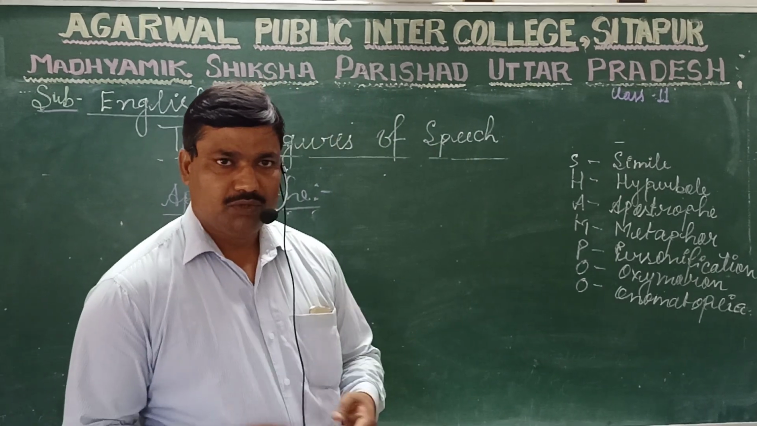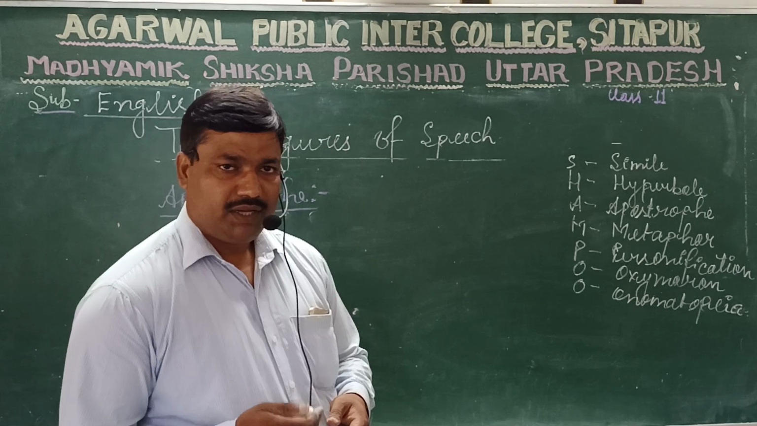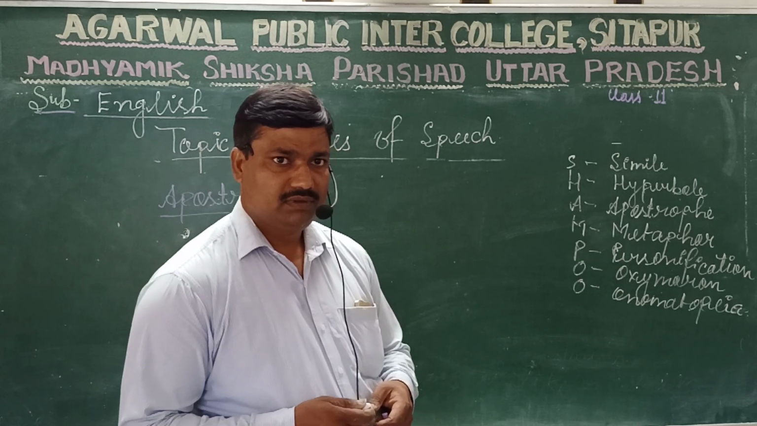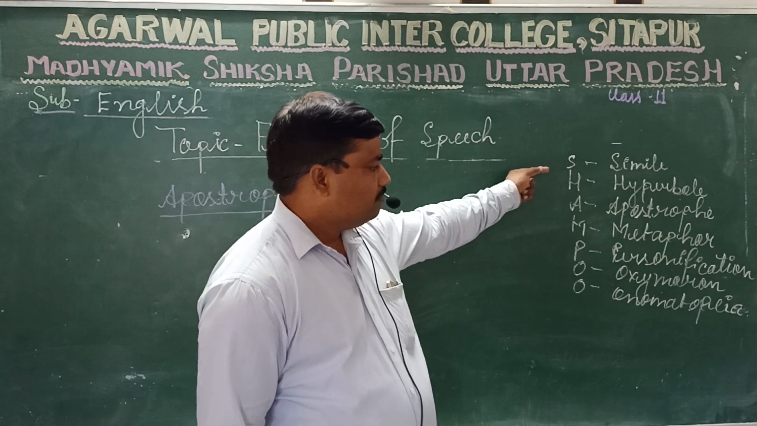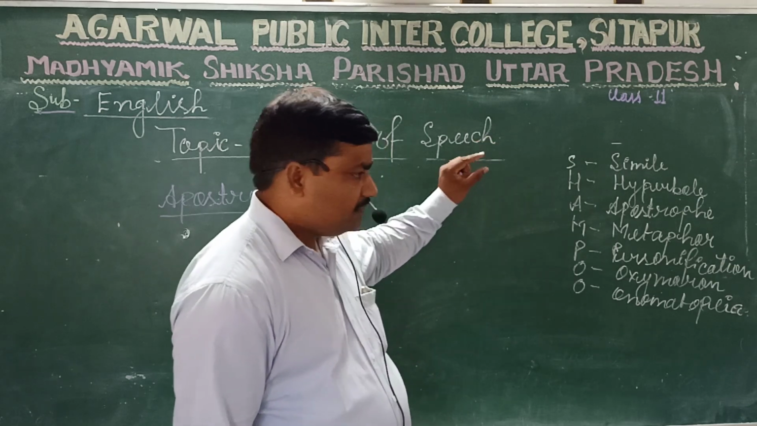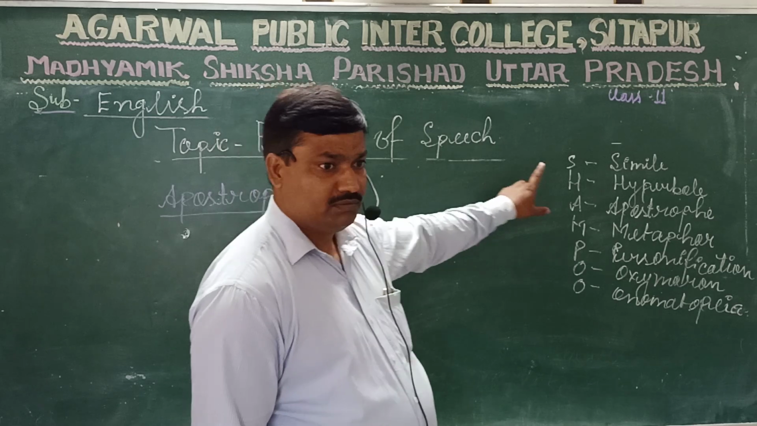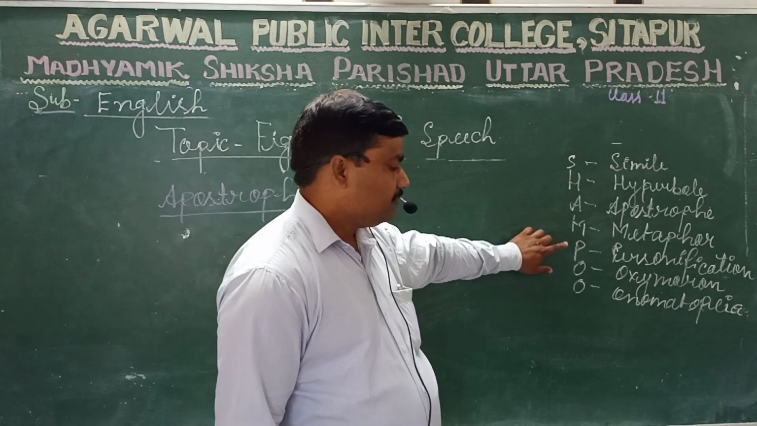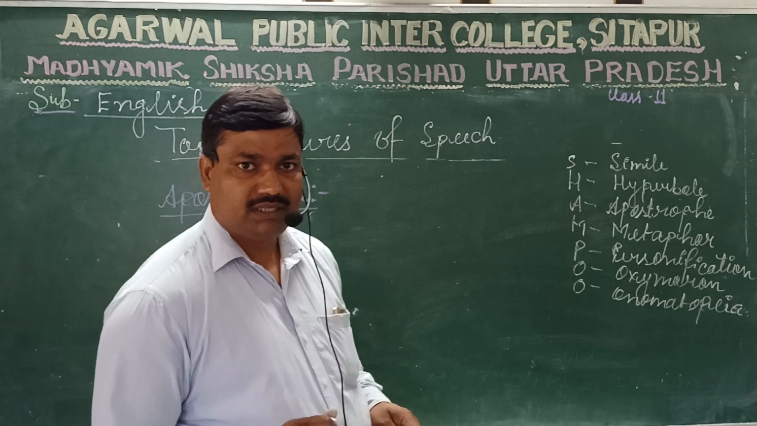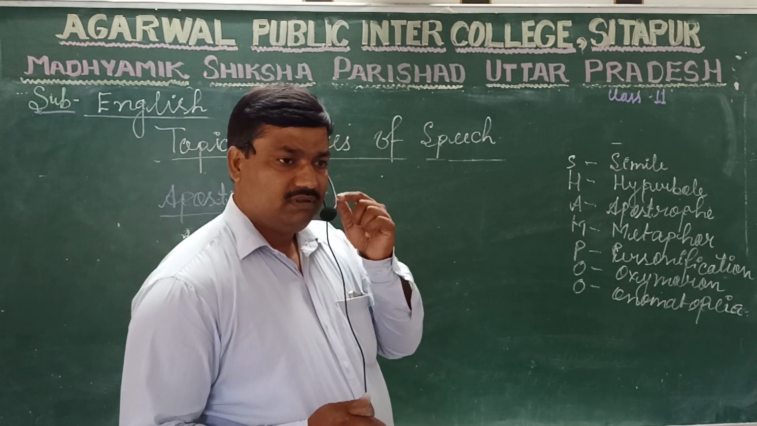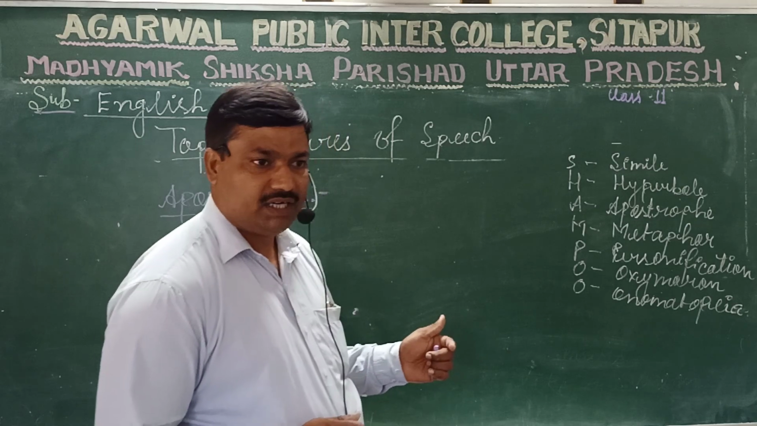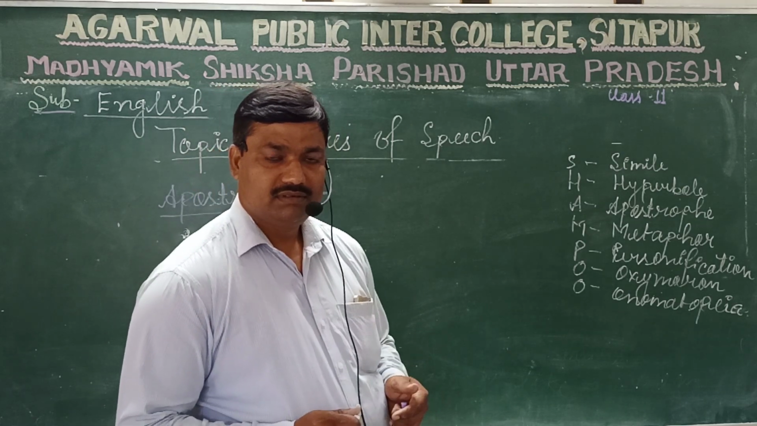Again, I would like to remind you students, for your memory, for your knowledge, this is a trick by which you can memorize figures of speech. You have to write vertically the word shampoo, and if you expand this short form, every alphabet of this word, you will get 7 figures of speech. These seven figures of speech are prescribed for your syllabus.